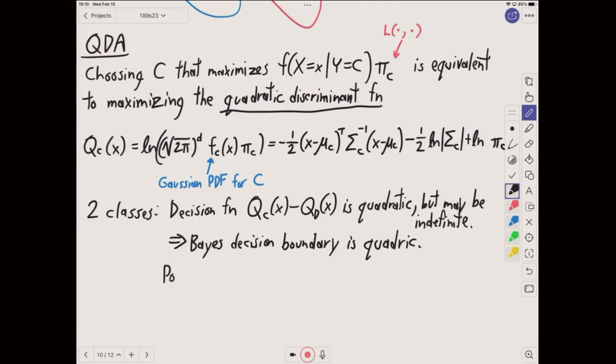Also, we can figure out the posterior probability. So again, often you want to ask not only the question, what class is this test point? You also want to ask, what is the probability that this test point is in the class you just predicted? If you want to ask that question, the answer is this posterior probability, which you can get just by applying the logistic to QC minus QD, like we did last Wednesday.